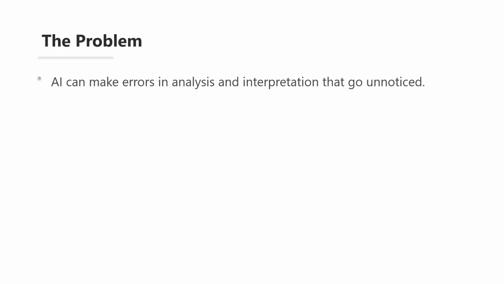Error type 4, outdated information. AI's knowledge has a cutoff date, and even before that date, its training data may not have included the most recent developments. It might present outdated frameworks as current or miss recent paradigm shifts. Error type 5, misattributed claims. AI might correctly cite a paper but attribute claims to it that the paper doesn't actually make. This is subtler than hallucination. The source exists but doesn't say what the AI claims. Each error type requires specific verification approaches.